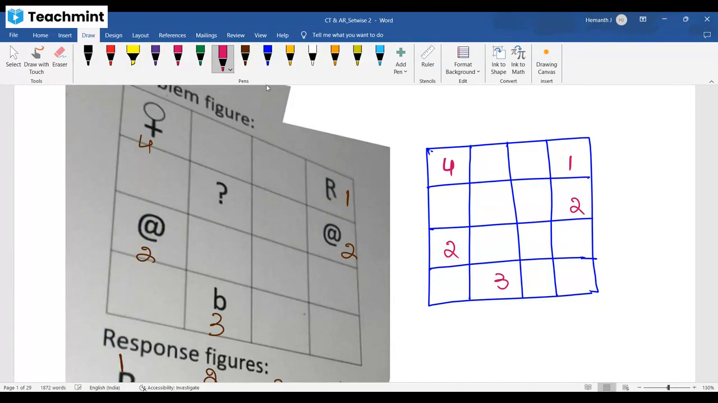Sometimes you are ending with two answers also. That's the problem. Now let's see how you fill the question mark. This is the last question for today.